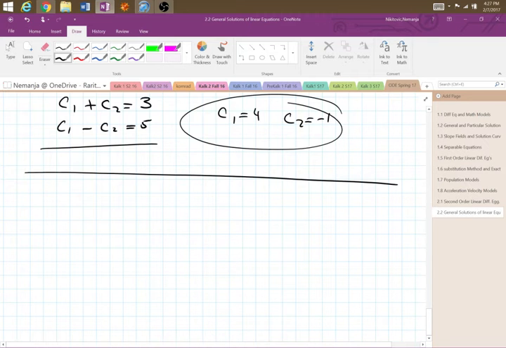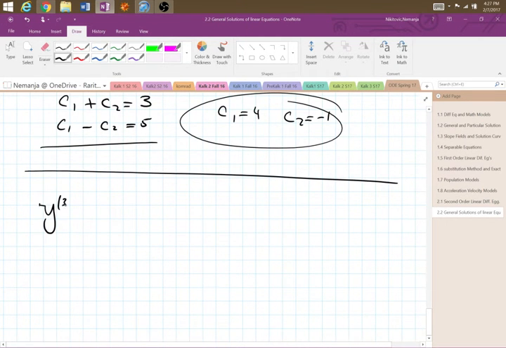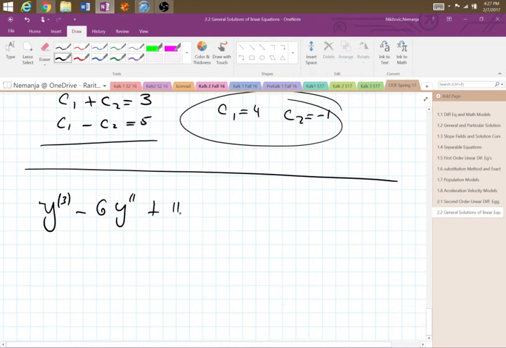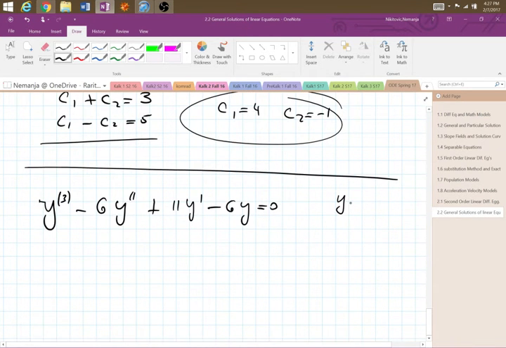All right, so try this on your own, see how it goes. So y triple prime minus 6y double prime plus 11y prime minus 6y equals 0. Conditions that you're going to need to compute those constants are y of 0 equals 0 and y prime of 0 is also 0.